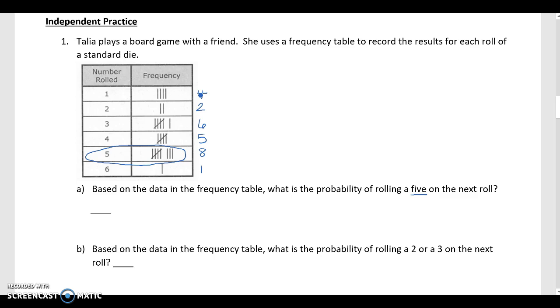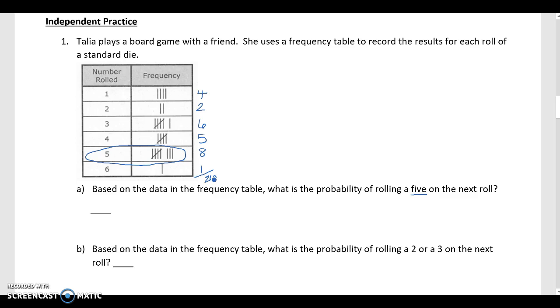So 4 plus 2 is 6, 6 plus 6 is 12, 12 plus 5 is 17. Gonna go down, 18. 18 plus 8 is 26. Man, my brain's off today.